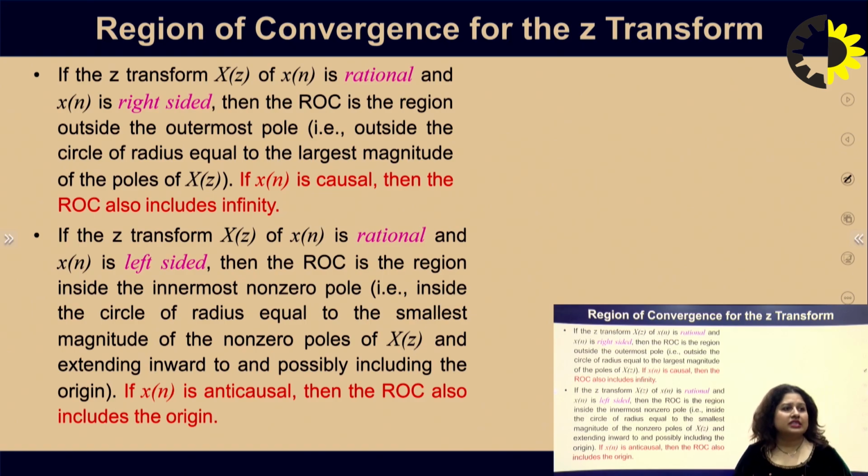So now if the Z transform X(z) or x[n] is rational and x[n] is right sided, then the ROC is a region outside the outermost pole. If x[n] is causal, then the ROC also includes infinity. If the Z transform X(z) or x[n] is rational and x[n] is left sided, then the ROC is the region inside the innermost non-zero pole. And if x[n] is anti-causal, then the ROC also includes the origin.